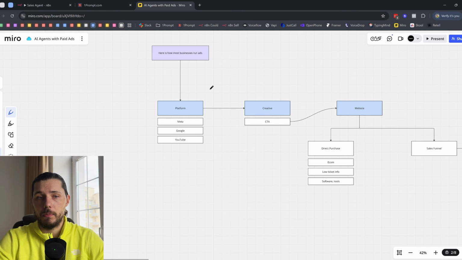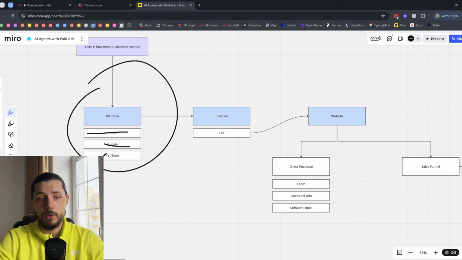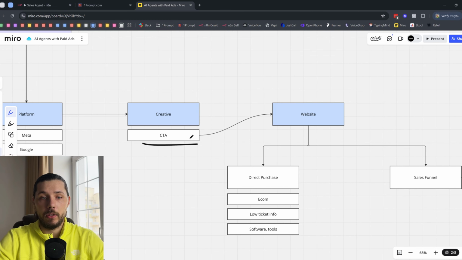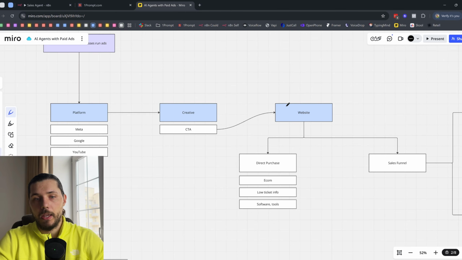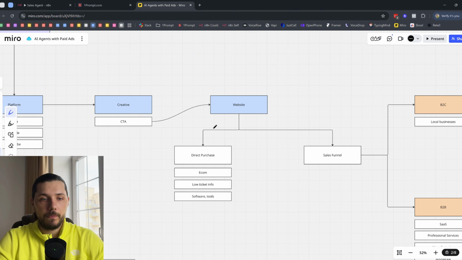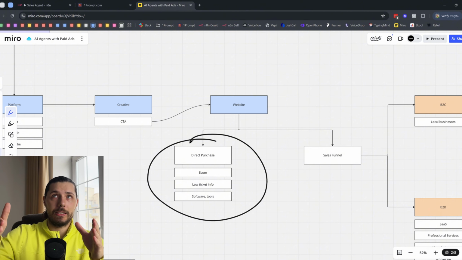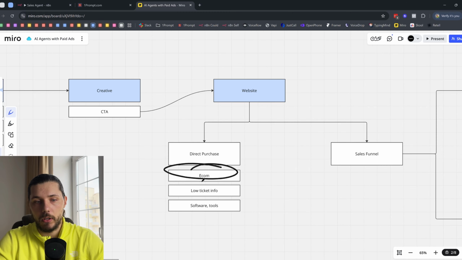Here's how most businesses run ads right now. First, we choose a platform: Meta, Google, YouTube, whatever. Then we identify what creative we would use. Usually all the creatives have a call to action, and the call to action leads to a website or the landing page. Now, depending on the business type, we might have a direct purchase, when the goal is to make the user purchase our product or service right away. Usually these are e-com, low ticket info products, software, and tools.